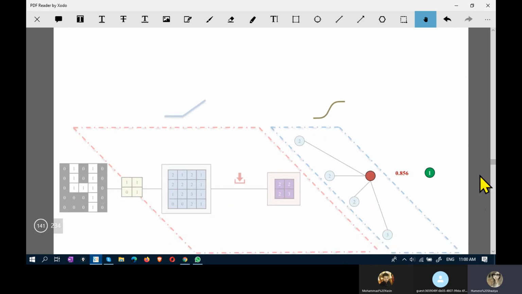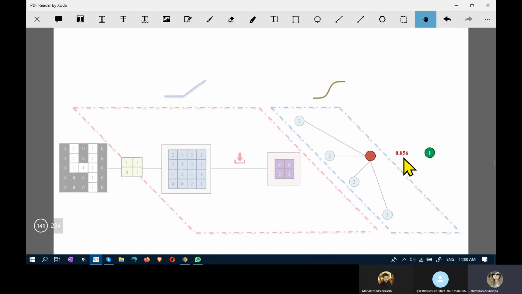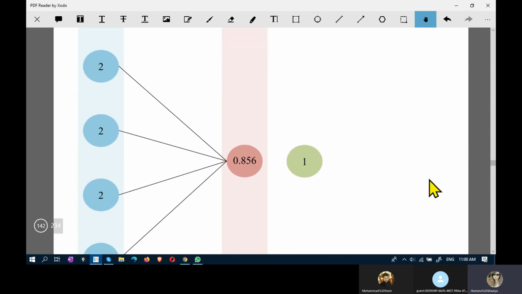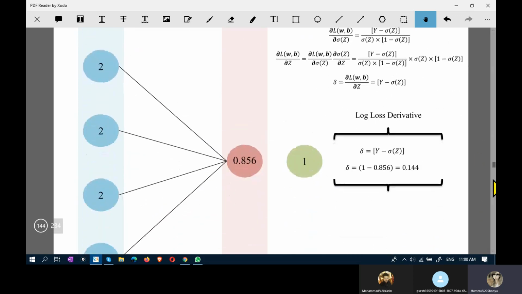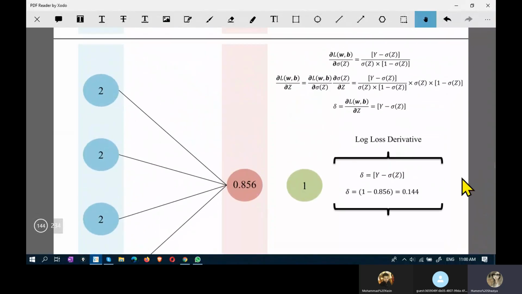And back propagation. What is back propagation? After you obtain this, you send it back. Look at here. Loss is calculated. What should be the actual value? What is predicted? Predicted is this, actual is this. Here the actual value given is 1. So loss is 0.155. And then you have to find the derivative. The derivative of this log loss, which is 0.144.